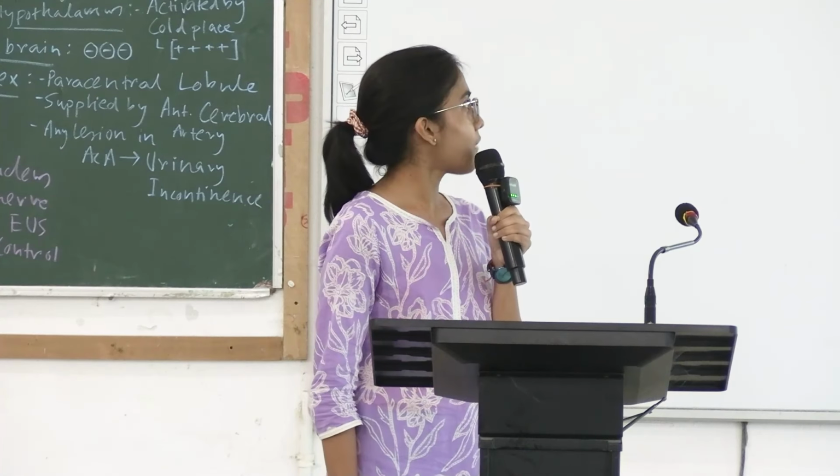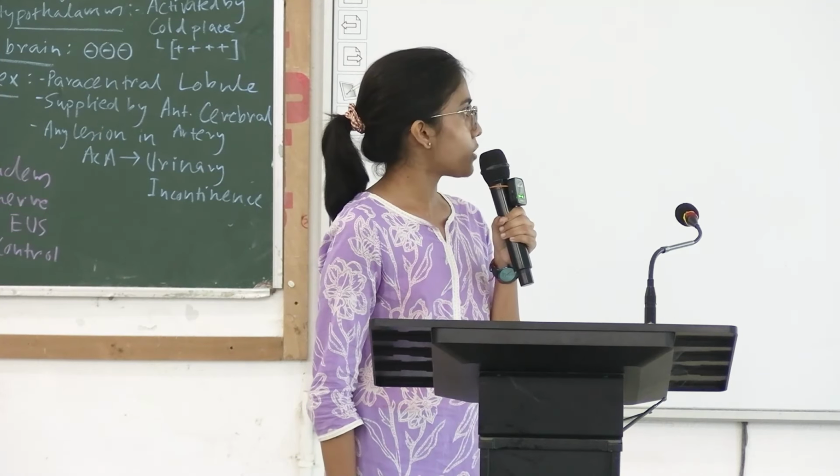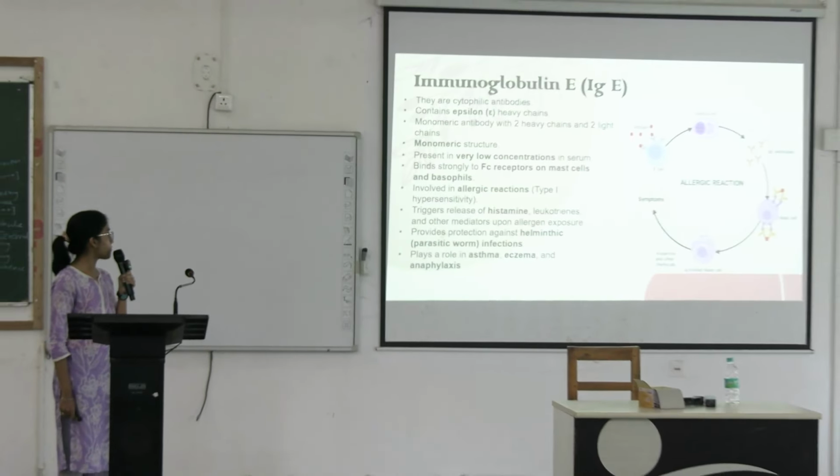Next is IgE. They are cytophilic antibodies. It gets its name from epsilon heavy chains. It is a monomeric antibody with two heavy chains and two light chains. It is present in very low concentration in serum. It binds strongly to Fc receptors on mast cells and basophils.